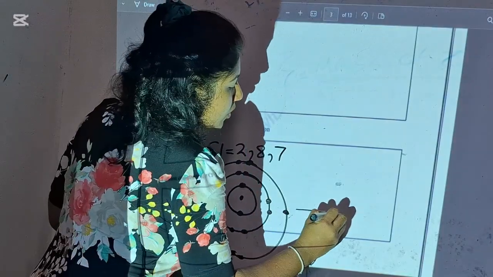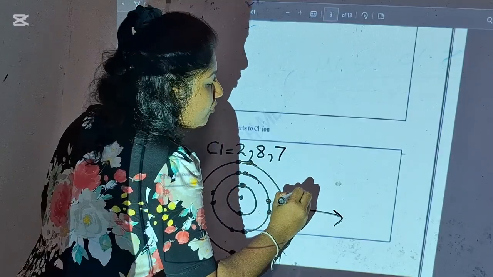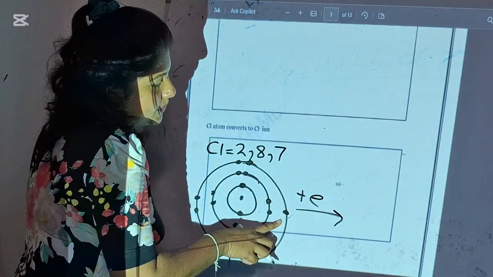So it's taking 1 electron for this one, this place.